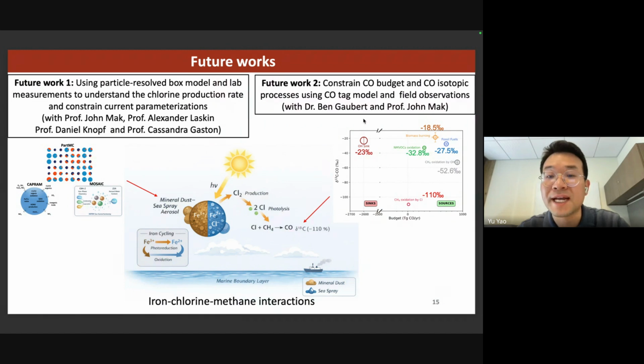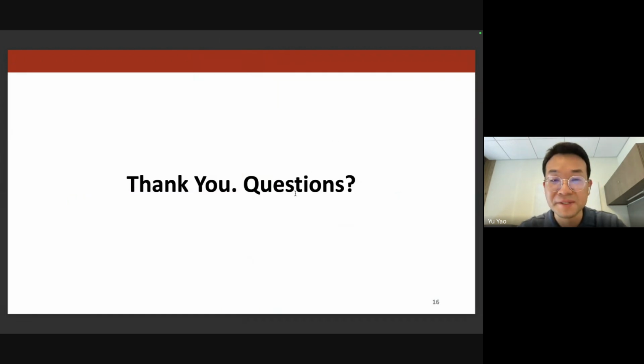And also, the current way we calculate the CO isotopic signatures is quite simplified. As we know, different CO sources have different CO isotopic signatures. So we are collaborating with Ben and also John to implement the CO process and also CO tagging models to better understand the CO isotopic signatures. So with that, I'm happy to answer questions.